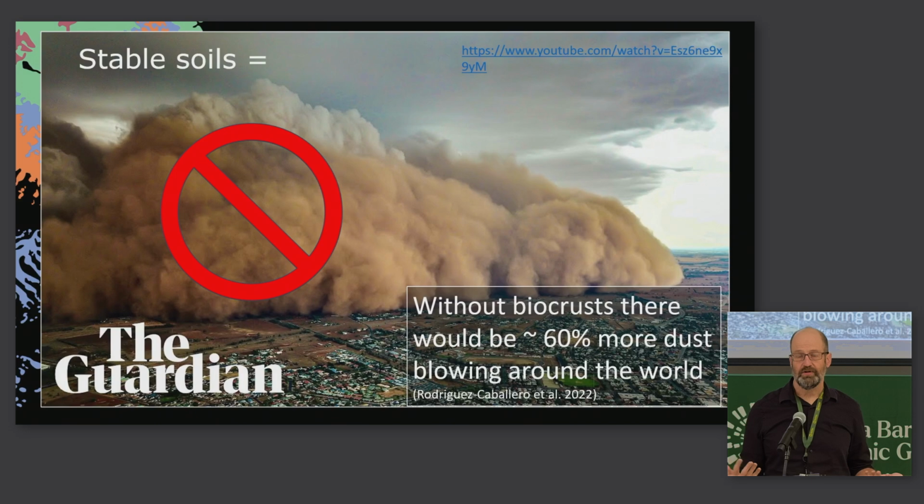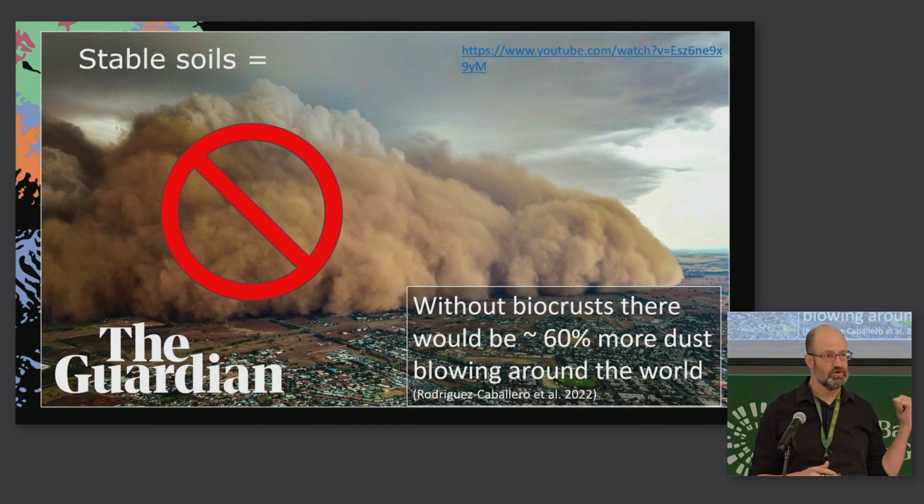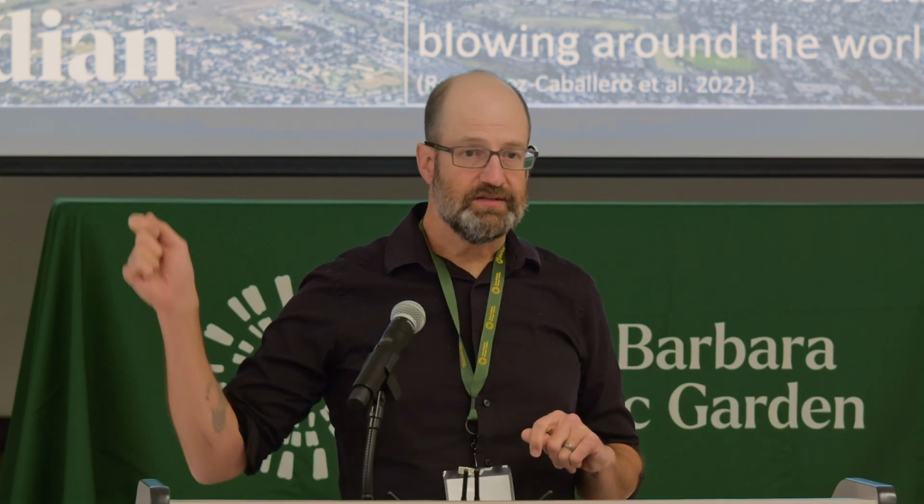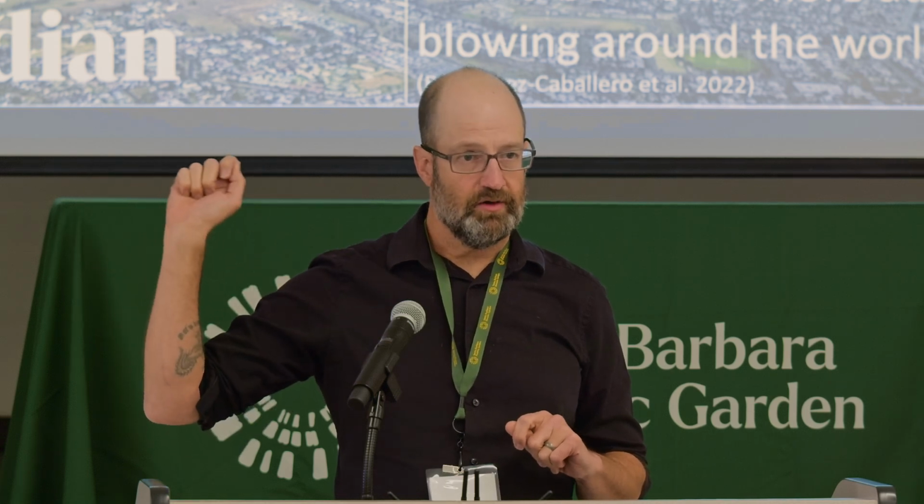And this is really important because if you have stable soils, then you're not going to have major erosion events like this dust storm predicted here, where you've got the soil blowing and then lifting up 1,000 feet into the sky. In fact, biocrusts are so good at this that it was recently estimated that if you took a magic wand and erased all the biocrusts of the Earth, there would be about 60% more dust blowing around the globe. So they're having a major effect on the Earth system, really.